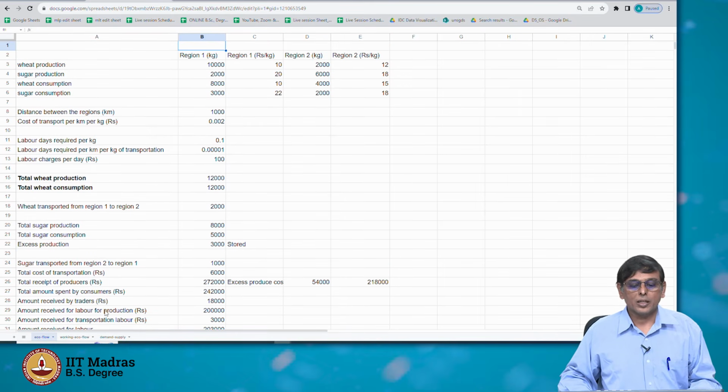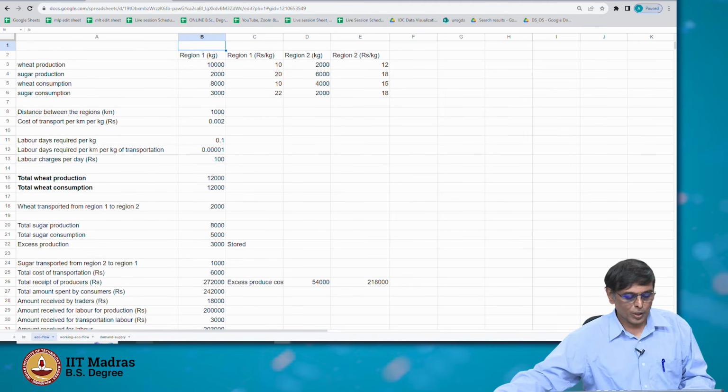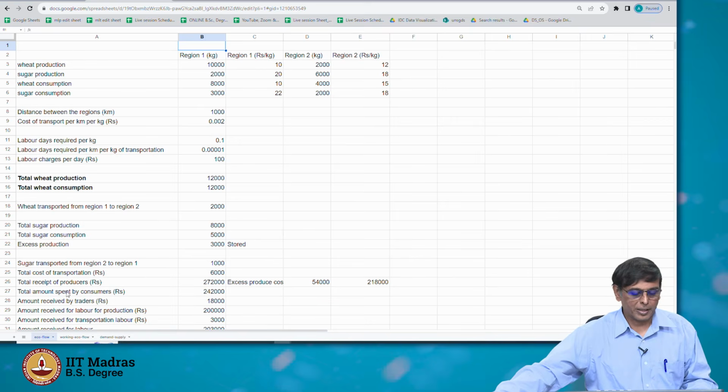Okay. So, this kind of picture of calculating all the flows helps us to get a model. In some sense, it gives a model for understanding what is going on. Okay. This is the end of this segment.